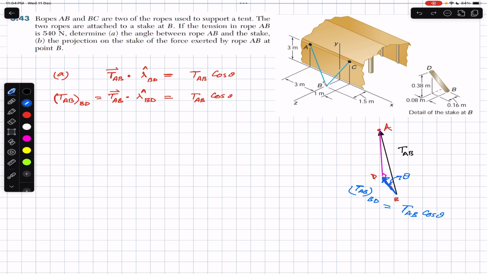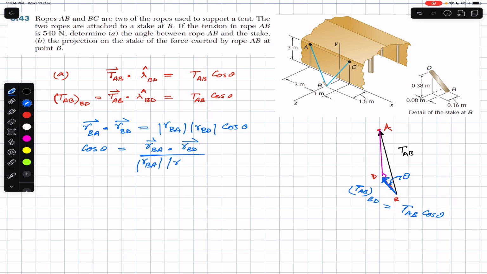So we can say that R of BA, the position vector from B to A, dot product with the position vector from B to D, will be equal to RBA magnitude times RBD magnitude times cos of the included angle. If we rearrange this, then cos of theta is equal to RBA dot product with RBD divided by RBA magnitude times RBD magnitude.